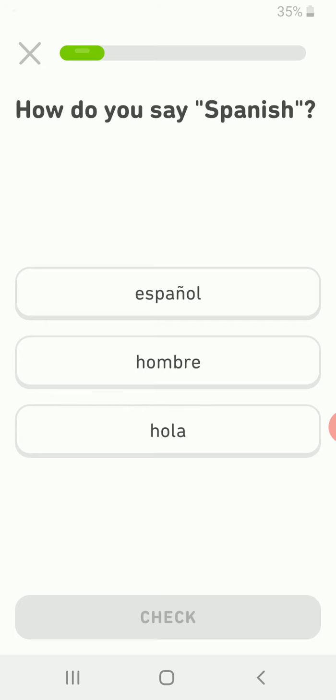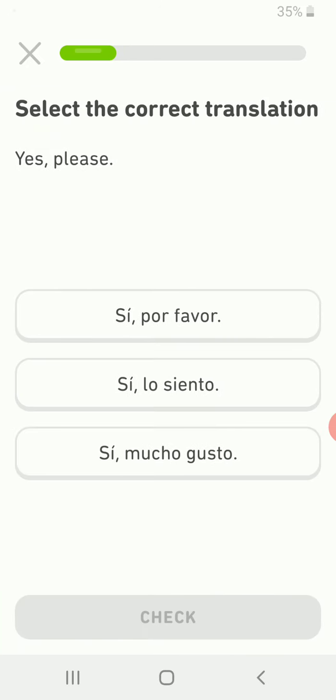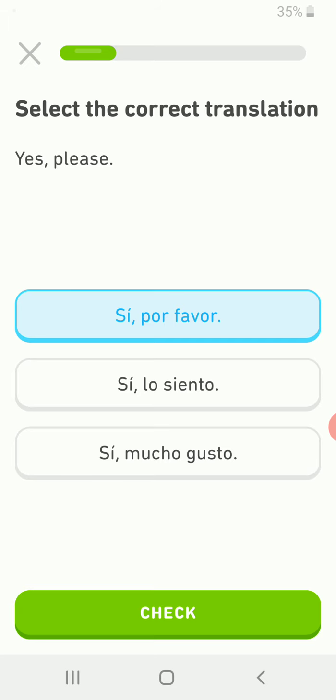How do you say Spanish? Español, of course. Once again, we have the tilde on top of the letter N. And yes, sí. Here we have an accent on top of the letter I. If there is no accent, then it means something else. It means if. But here it means yes. Sí. Por favor. Please.